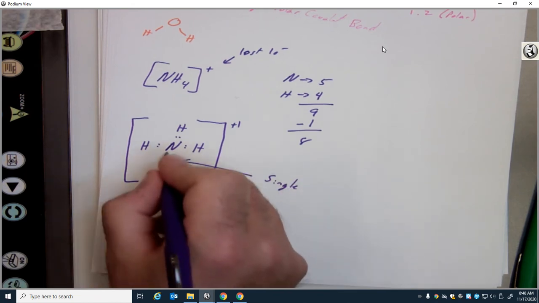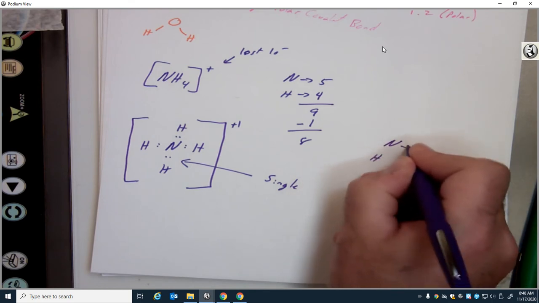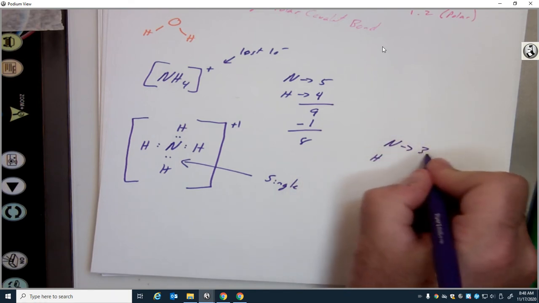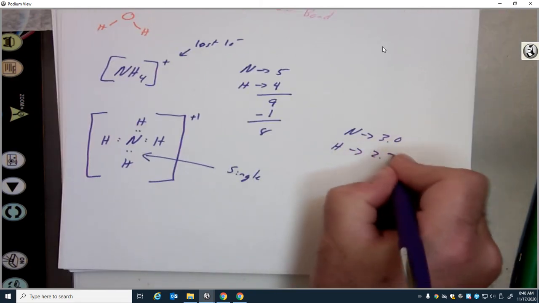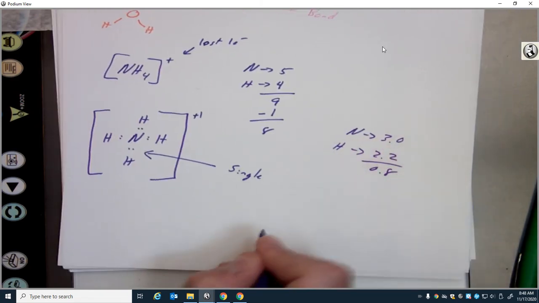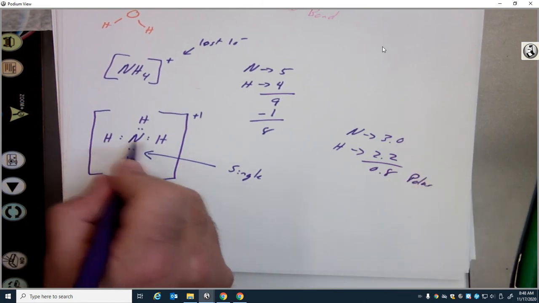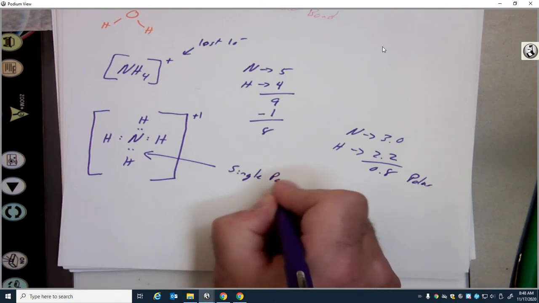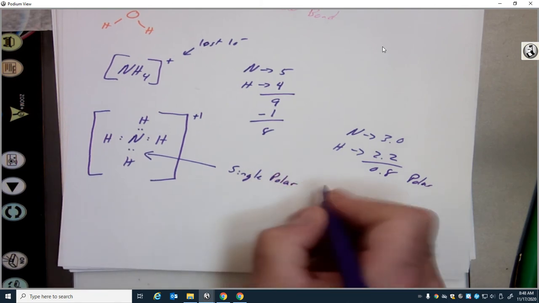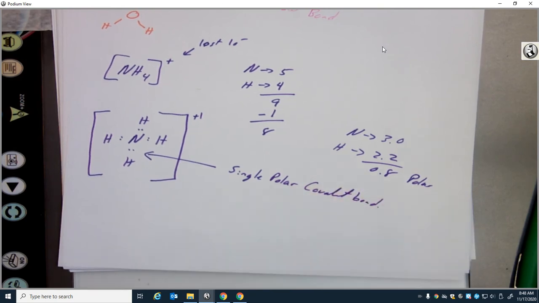How are they shared? Well, to do that, we're going to look at nitrogen and at hydrogen. If we look up nitrogen's electronegativity value, it's 3.0. Hydrogen is 2.2, so we get 0.8. That tells us that they're shared unequally. They're going to be pulled towards nitrogen. So this is a single polar covalent bond.